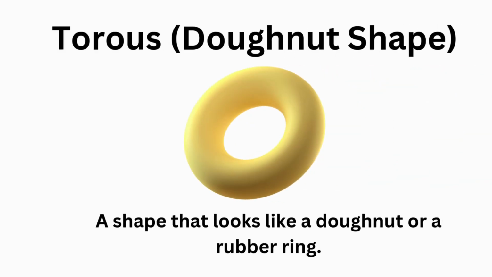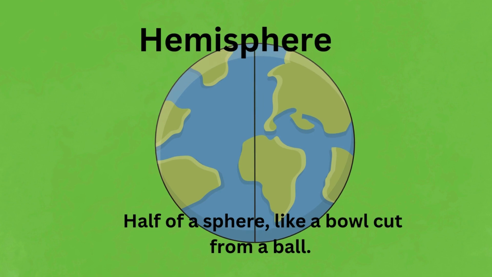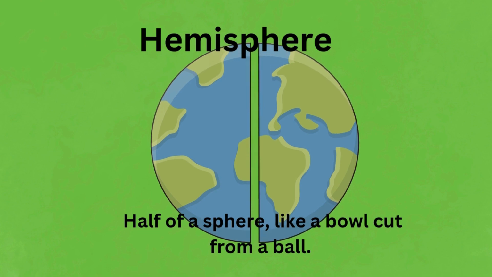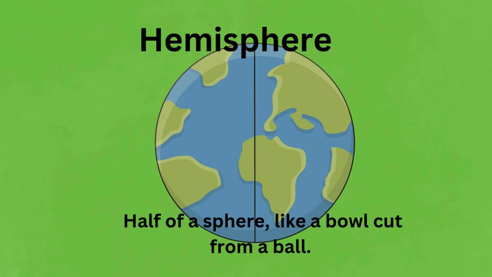Torus. A shape that looks like a donut or a rubber ring. Hemisphere. Half of a sphere, like a bowl.